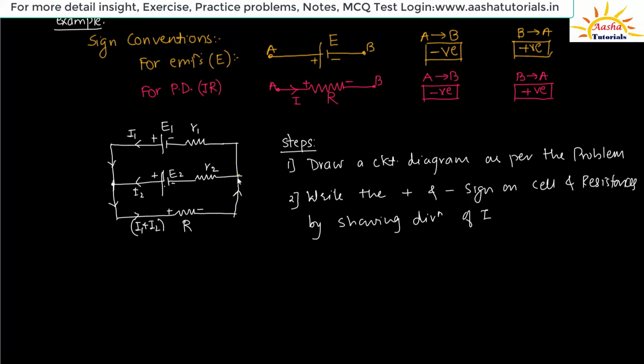Then the I1 plus I2 current comes up to here, then I2 flows towards its own battery, flowing from this end to this end. So let me write, this is plus, this is minus. And the I1 current, the remaining current, flows from this end to this end. So let me write, this is plus and this is minus.